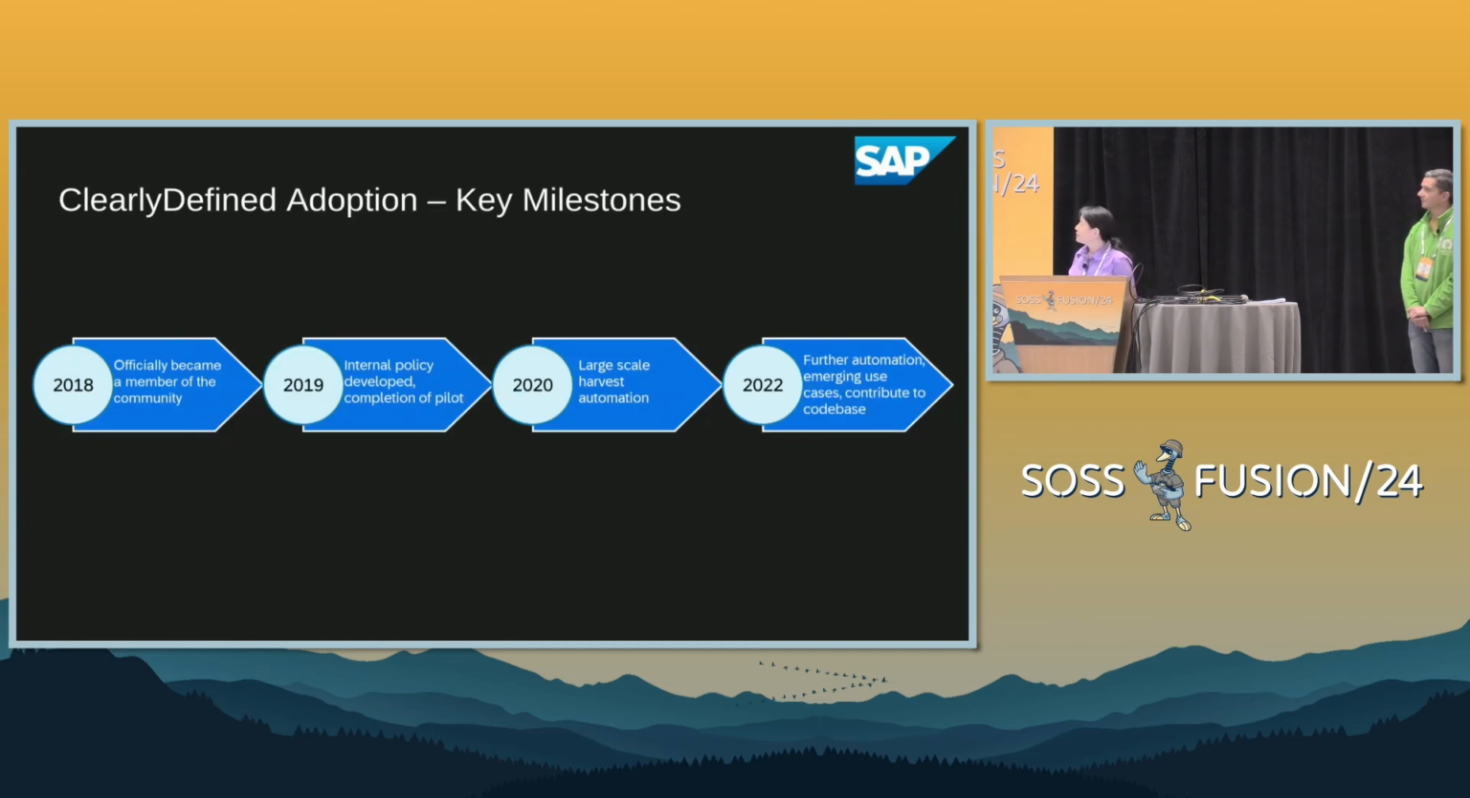Our journey with ClearlyDefined started in 2018 when we became a member of the community. In 2019, we completed an internal pilot, developed internal policy, and started harvesting the components used by SAP and curating them in ClearlyDefined. In 2020, we completed implementation of a large-scale harvest automation. And since 2022, we have been contributing to the public code base, and we have also been improving the internal automation and investigating the emerging use cases of the ClearlyDefined data.